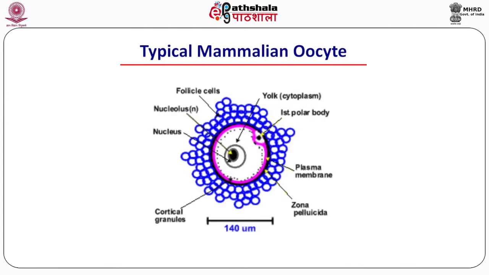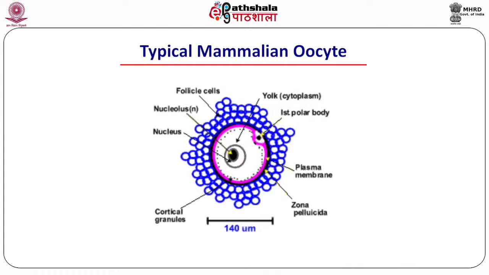Usually it is about 100 to 140 micron in diameter. It depends on the species what the size of the oocyte is. Like all other somatic cells, it has a plasma membrane, and it has a large nucleus which contains all the DNA or genetic material which is required for passing on the genetic information to the offspring. It has a big cytoplasm which, as I just mentioned, has all the energy required for development of the zygote or the embryo.